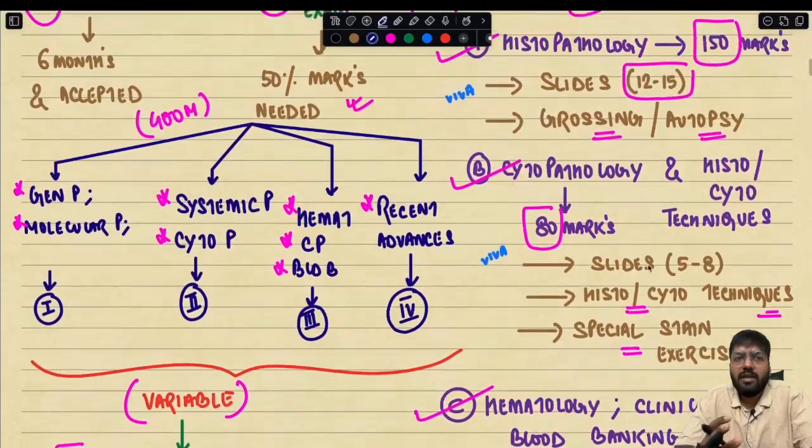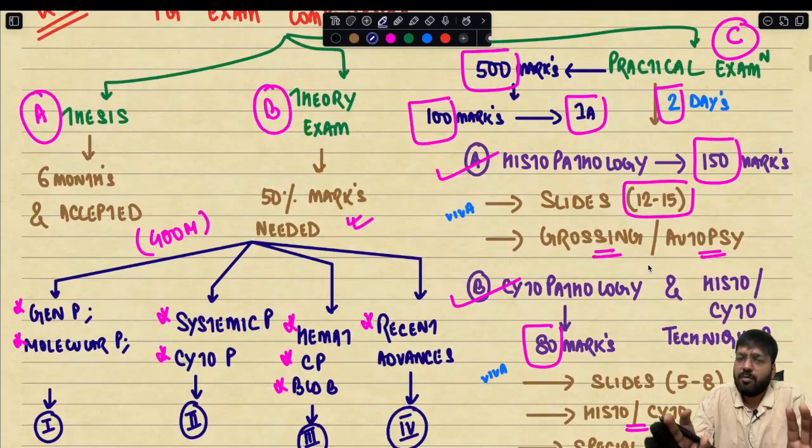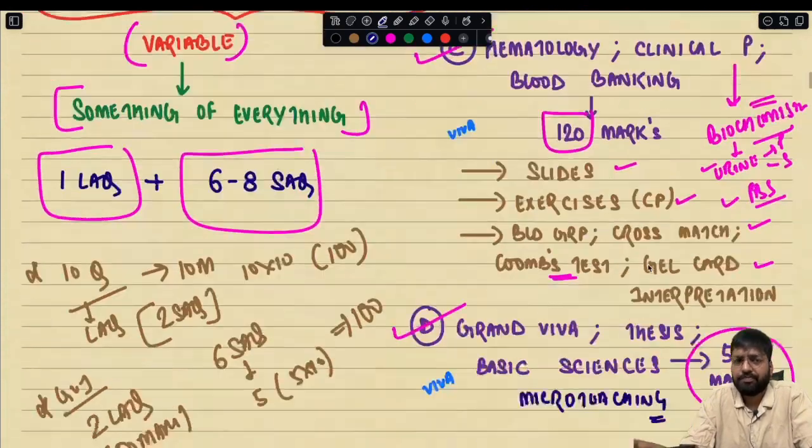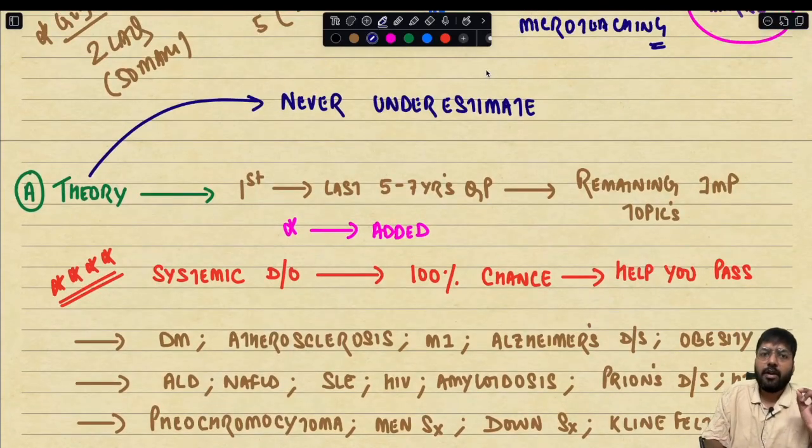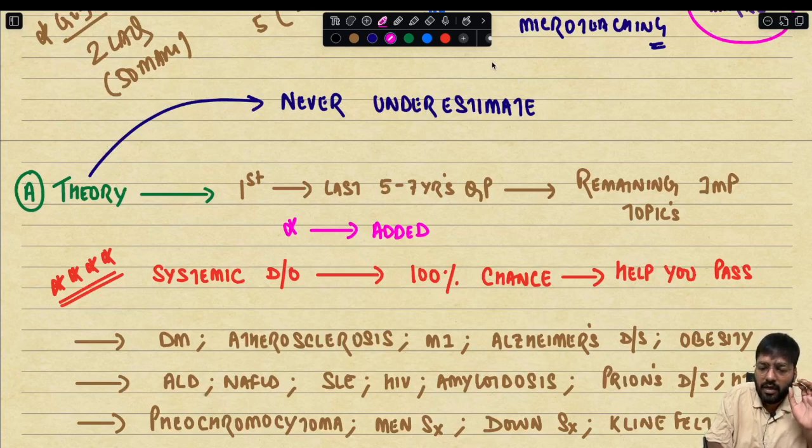Now about the thesis part, the thesis should be accepted, approved and submitted at least 6 months before your theory examination. Now coming to the theory, it is very important for you to understand that theory is very, very important, and this is the part which is maximally avoided or neglected by the residents.